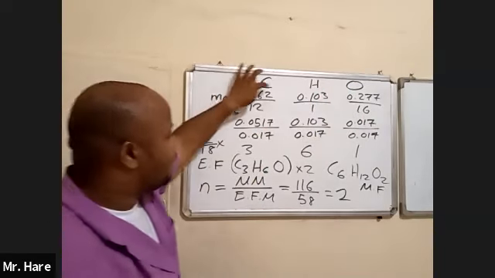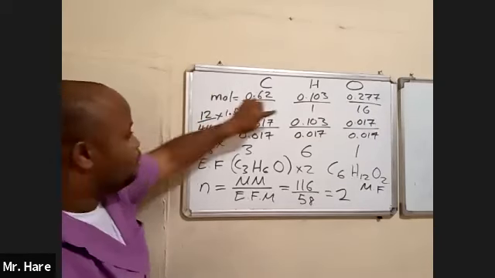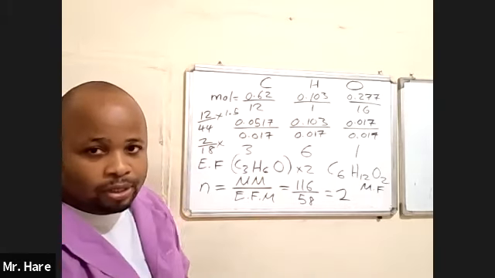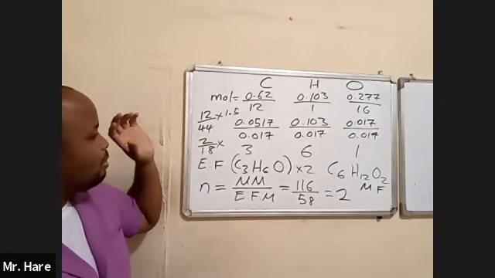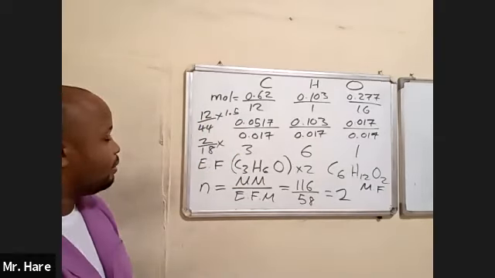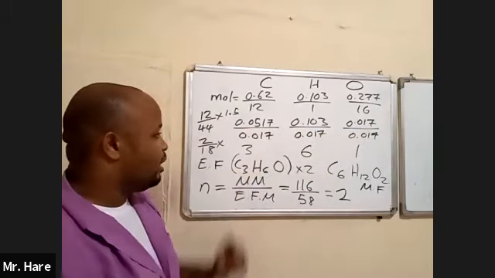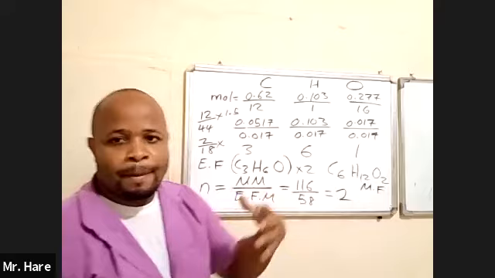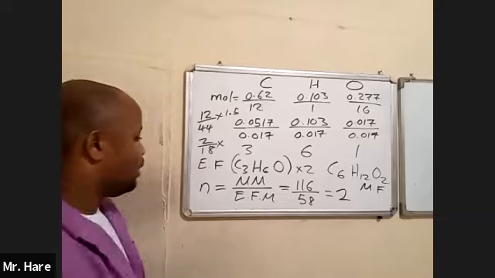Now, once you get the mass of each of them, you start by calculating the moles. Notice here for hydrogen, I am not using 2 because we are not dealing with water. We are dealing with the mass for hydrogen, which is 1, right? And so you get the moles. Once you get the moles, you compare them, see which number is the smallest and divide through by it. And we get 3, 6, and 1. That's your empirical formula.